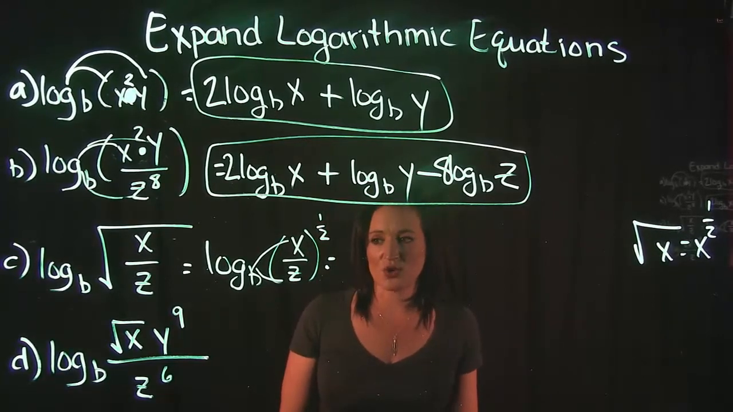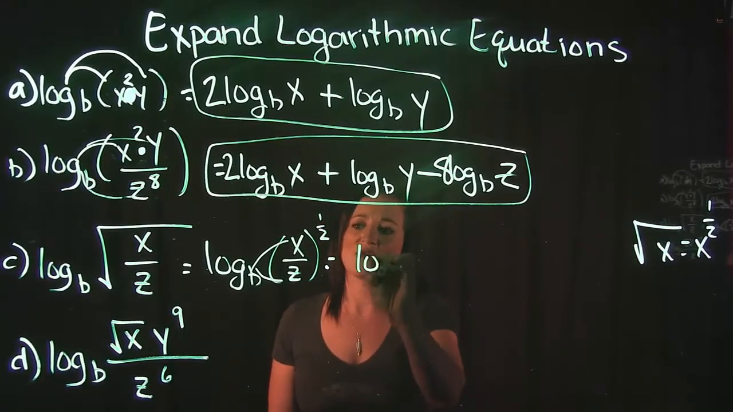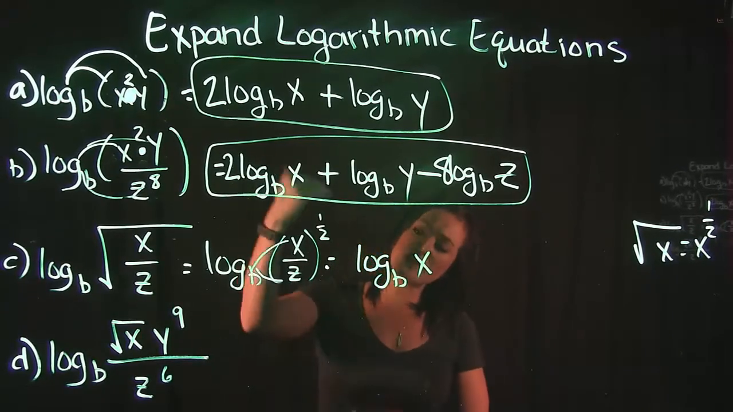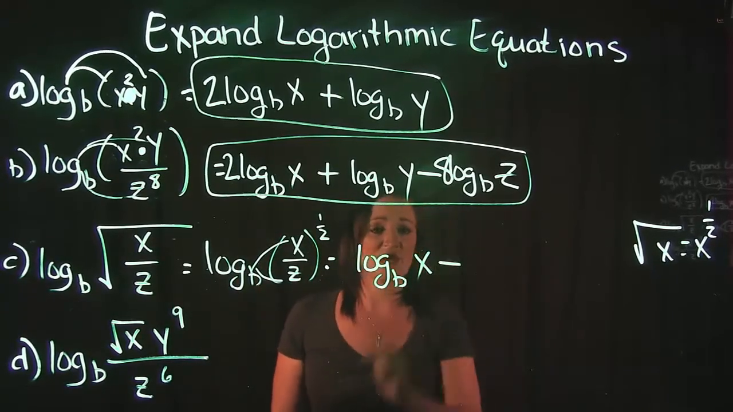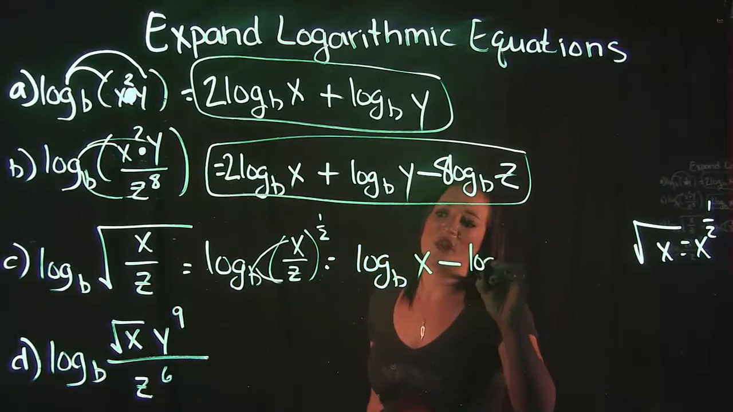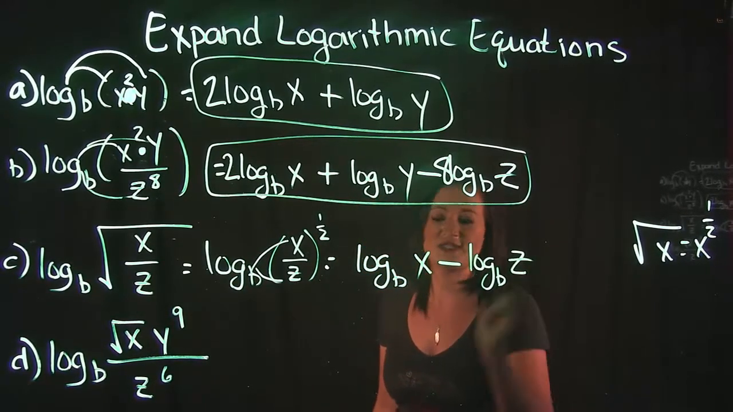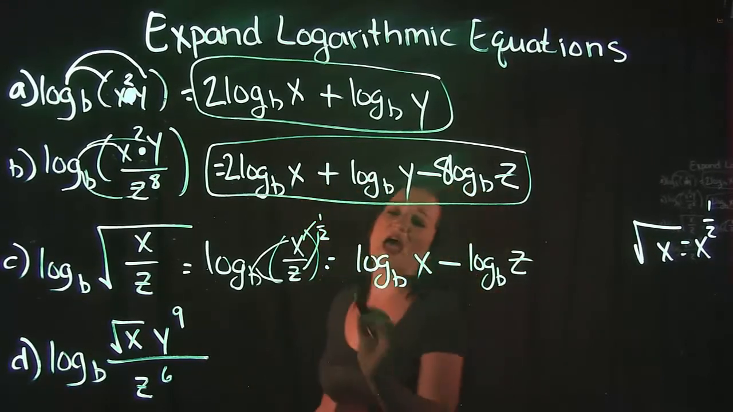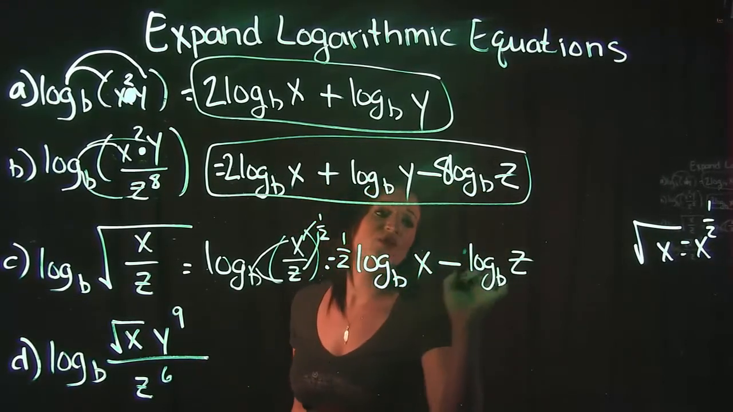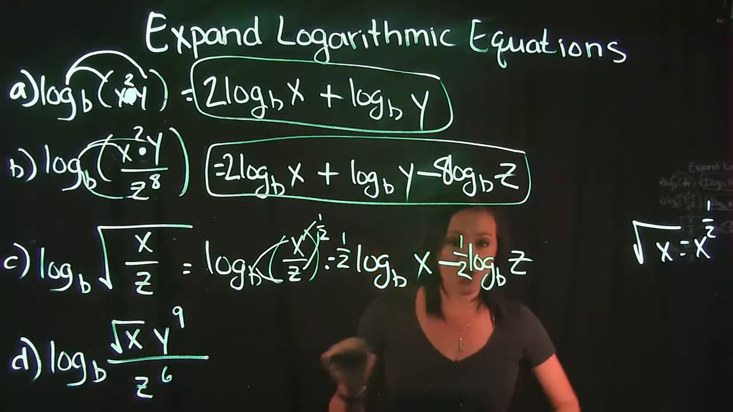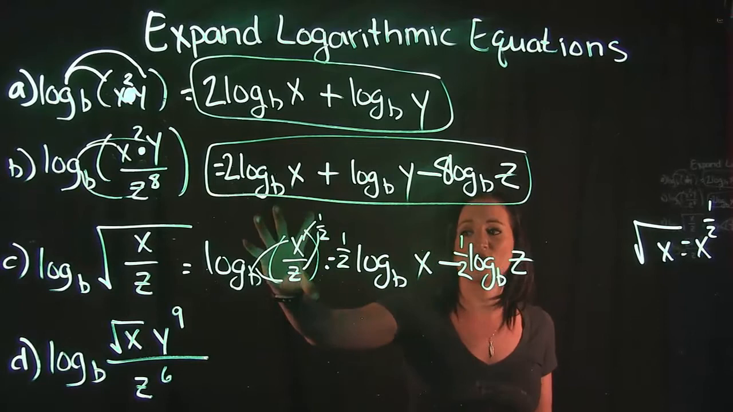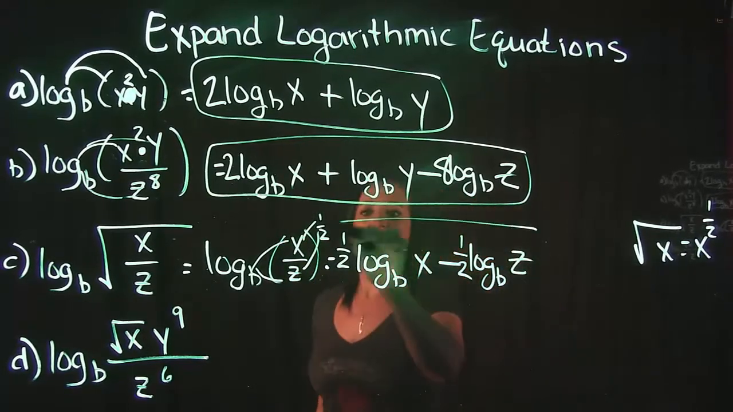Okay, so I'm going to distribute the log. So I have log base b of x. It's being divided by the z, so that's the subtraction of log base b of z. Both of them are being raised to the 1/2 power, so both of them have to have a coefficient of 1/2 because that power goes to both of them. Okay? Otherwise, that's that one.